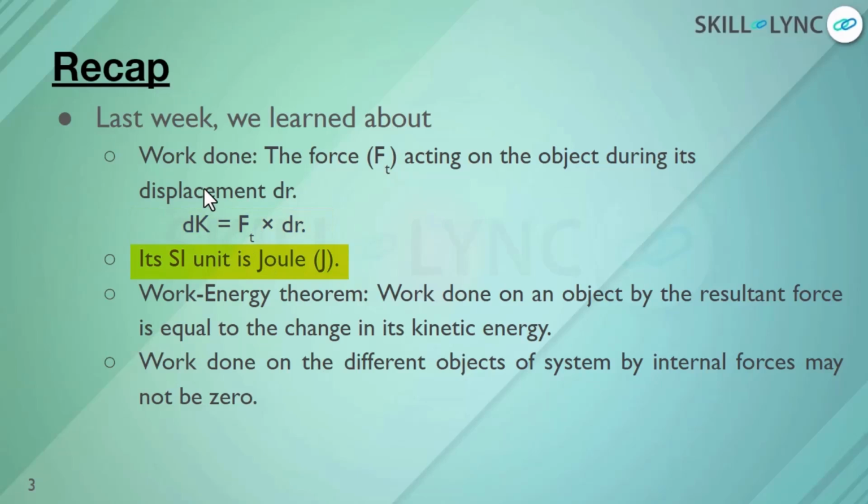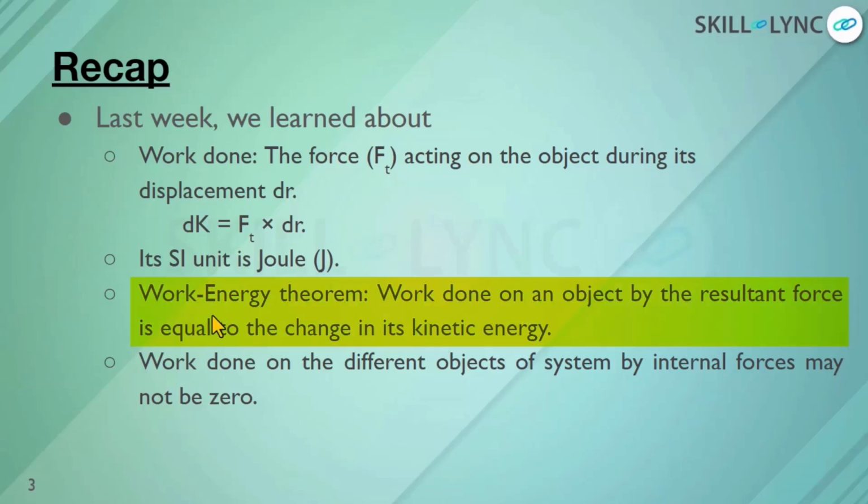The SI unit of work done is joule, which is represented by capital J. Although work done unit can also be written as Newton meter. The unit of force is Newton, the unit of displacement is meter, thereby multiplication of Newton meter. Here we have represented work done as dK, that is change in kinetic energy.